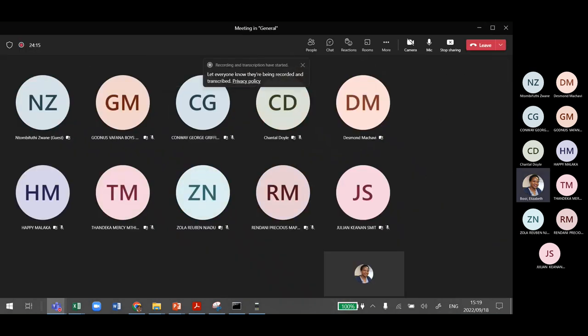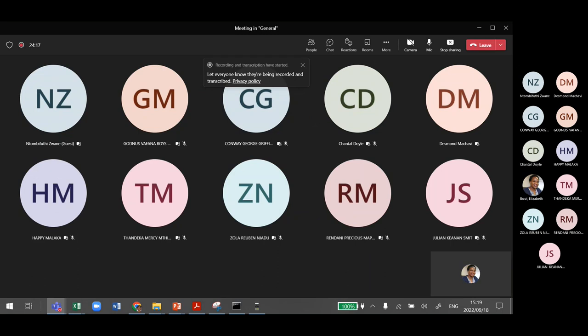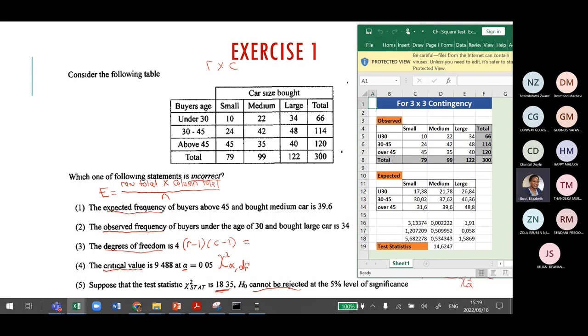Unless someone is still busy. Okay, so let's look at each and every statement.